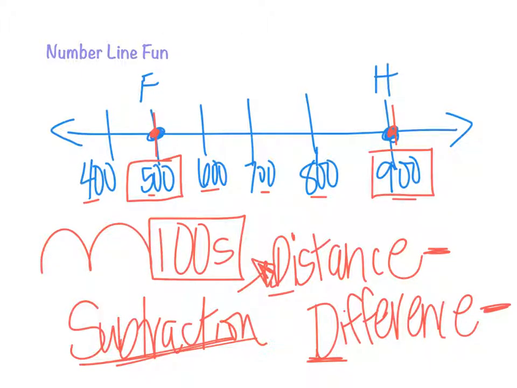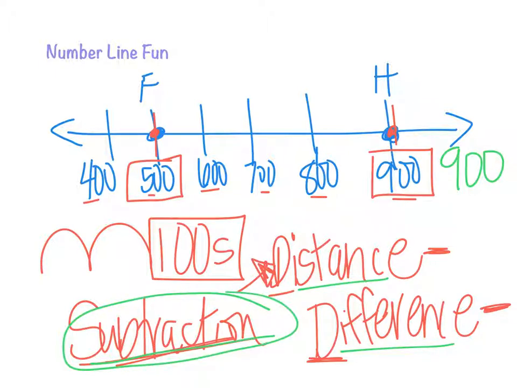Now, remember your subtraction rules. What number needs to be on top if you are subtracting? That's right. You need the bigger number on top. So, okay, let's try that. Between 500 and 900, what's the bigger number? That's right, 900. And we determined that distance is the same thing as difference, and to find the difference, we use the operation subtraction. So it'll be 900 minus 500.